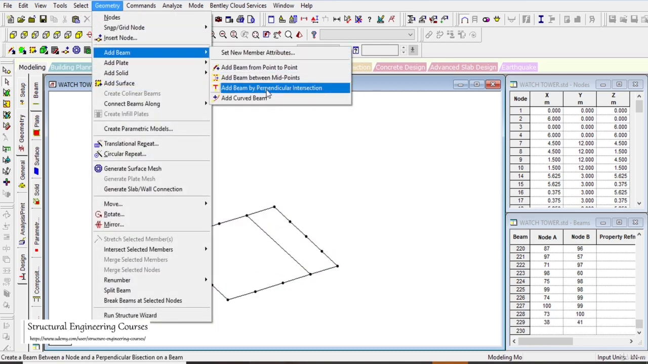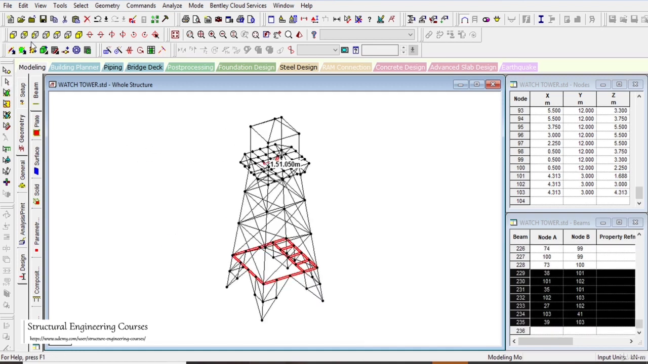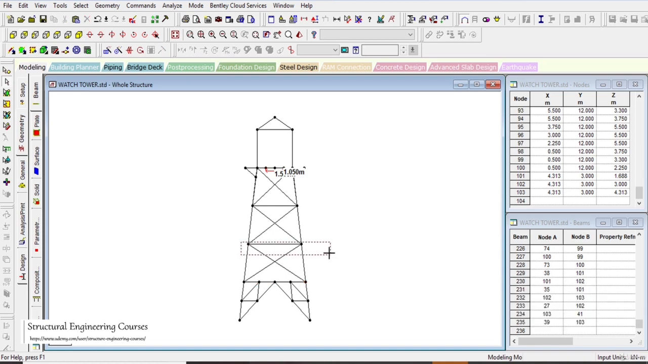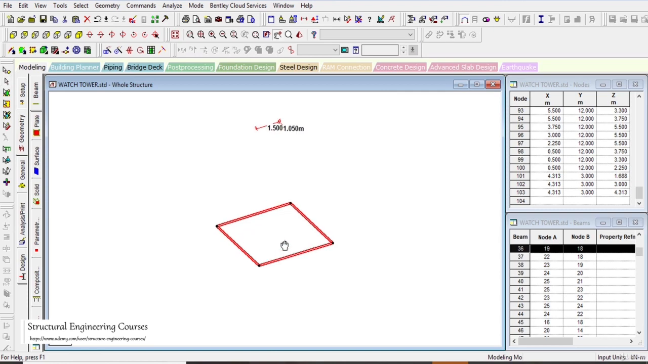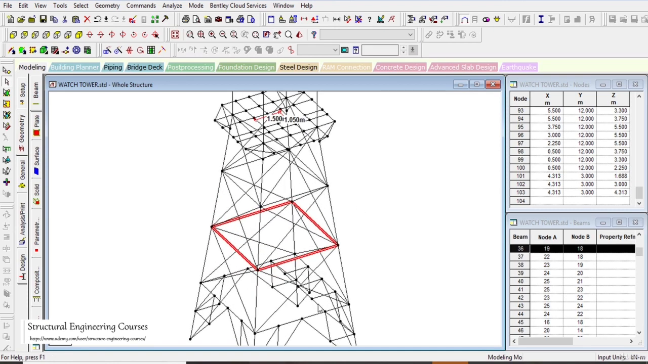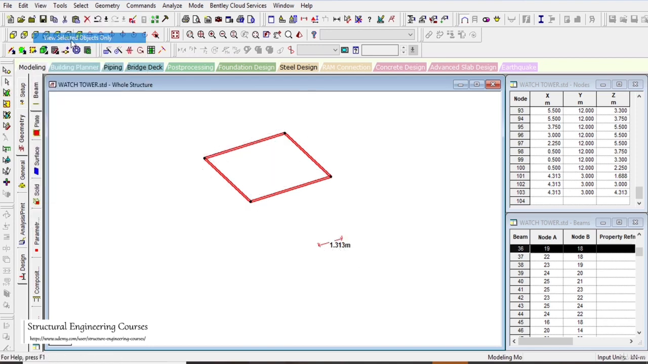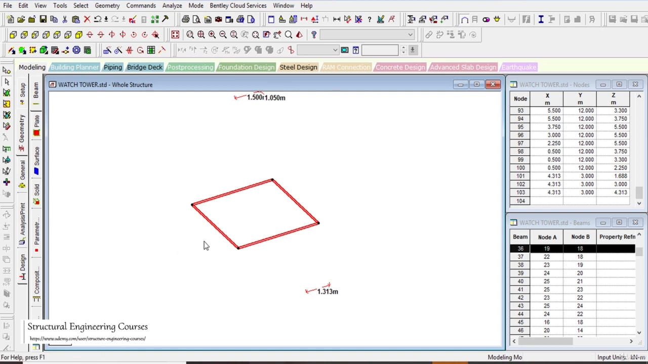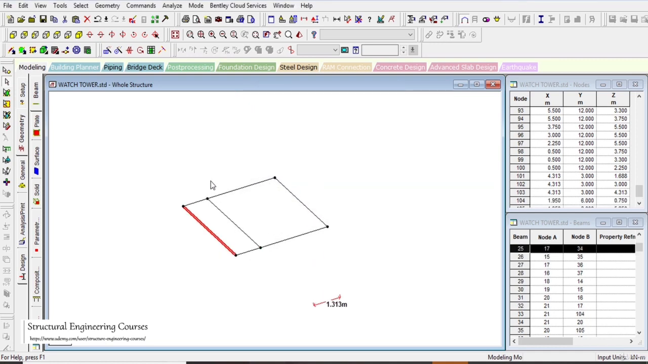Go to geometry, add beam by perpendicular intersection. And after that, the landing shall be on this side here, that is on the left. And here at this point, we can see the width of the landing is approximately in the range of 1.3 meters. So what we can do is that we can just simply repeat this beam at x equal to 1.2 meters. So this is just a simple landing here.